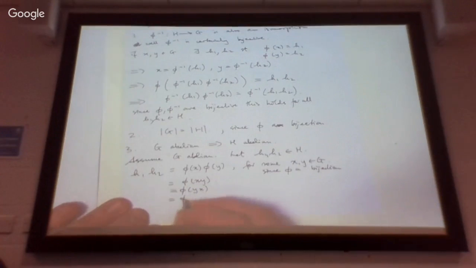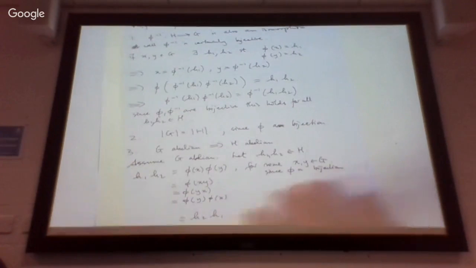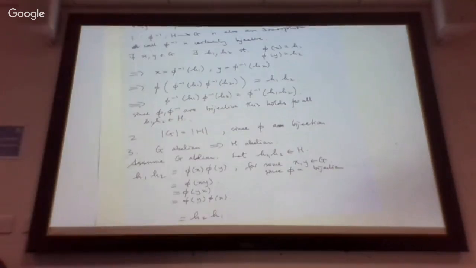So that we can write as y times x. And by the isomorphism property, this is phi of y times phi of x. And phi of y is h2, phi of x is h1. So you get the product the other way around. And that can be done for any pair of elements h1 and h2 in H, because phi is a bijection.